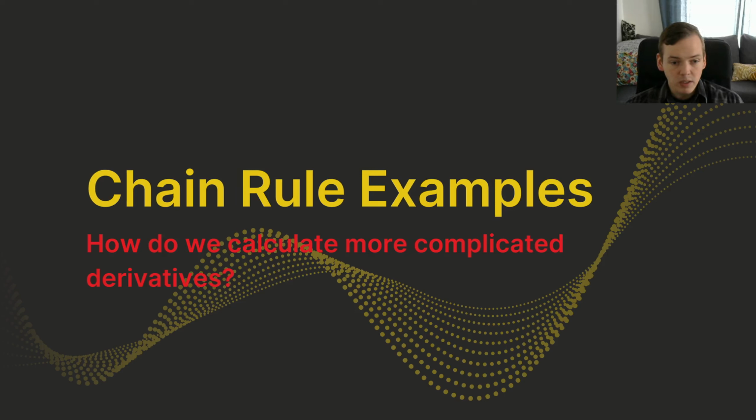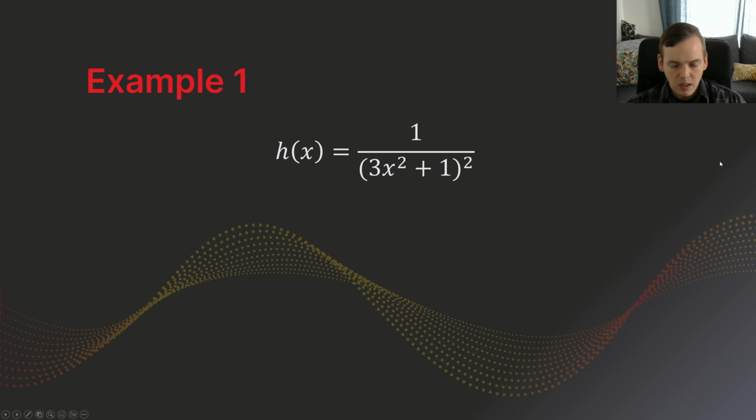This video is going to look at some examples of the chain rule, so we'll just jump right into it here. So in the first example, if we have h of x equals 1 over (3x squared plus 1) quantity squared, the question is, what is the derivative of h of x?